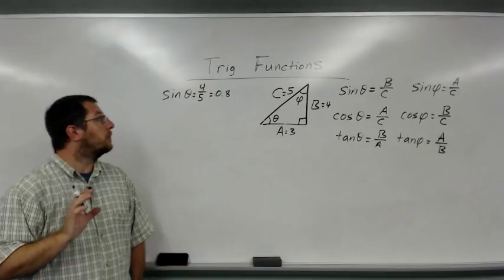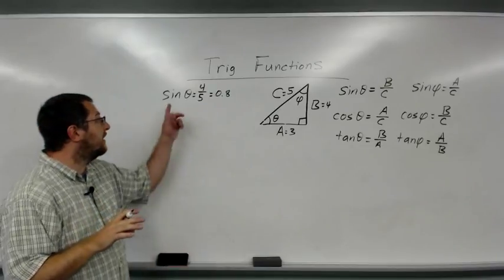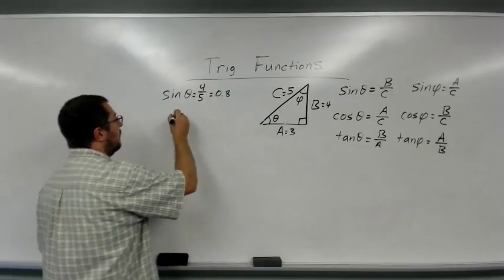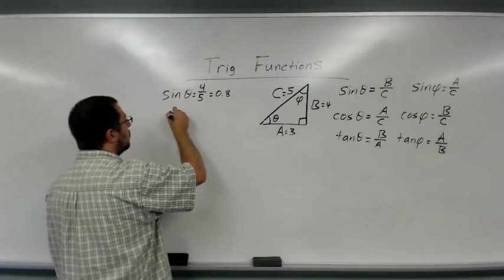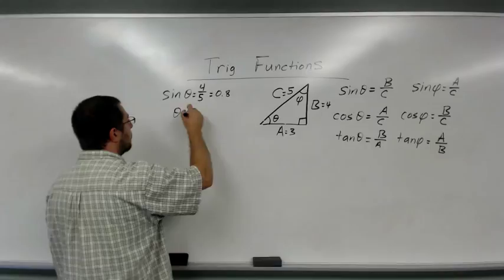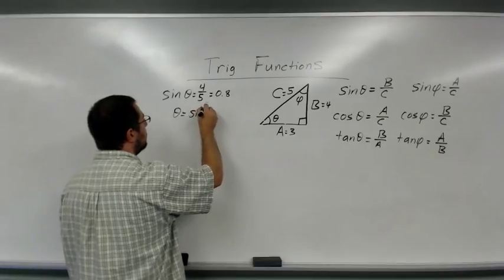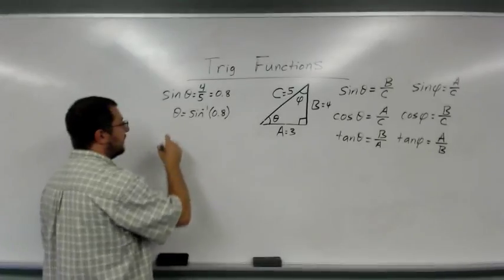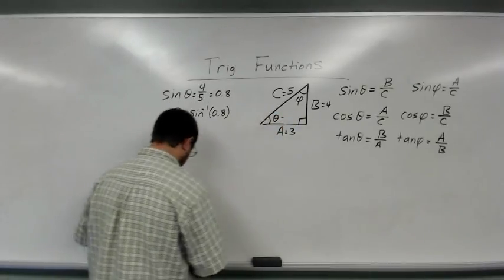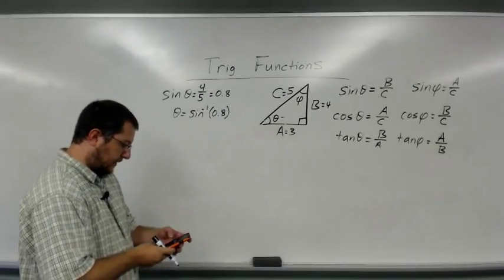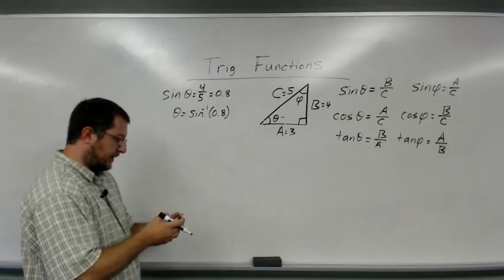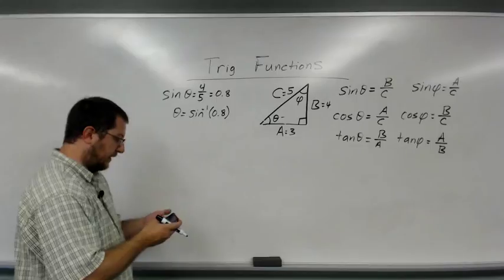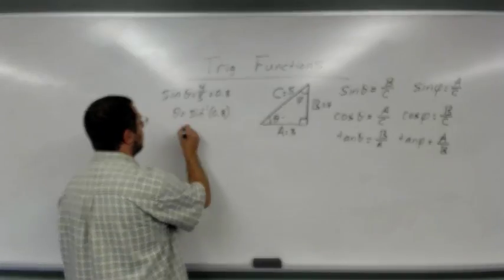Now, why is this useful? This is useful mostly because we then can actually find the angle theta from this. So to find the angle, we apply the inverse sine to both sides, and this will give us the angle theta. So I'm going to take 0.8 and inverse sine, and I get 53.13 degrees.